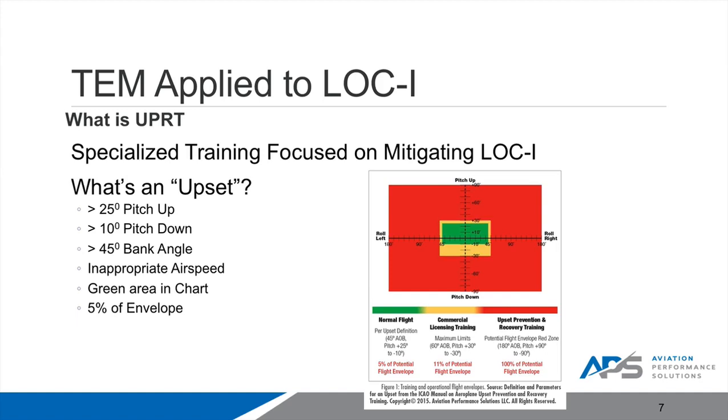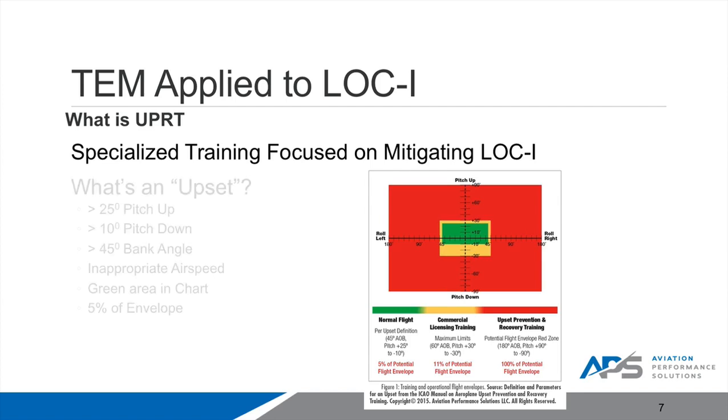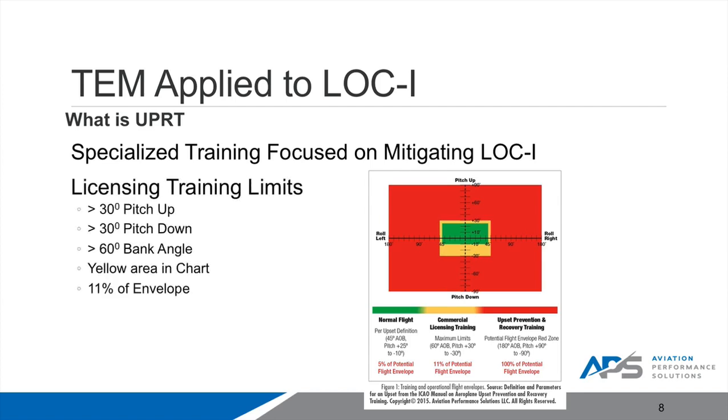Well, most regulatory required training to get your license demands no more than 30 degrees pitch up, 30 degrees pitch down, and 60 degrees of bank angle, the yellow area in the chart. Although we have more than doubled the area of exposure, up to 11% now of the envelope, we can see it's still significantly less than the full flight potential of the aircraft.